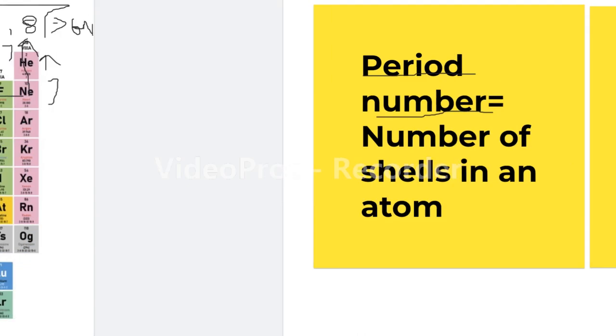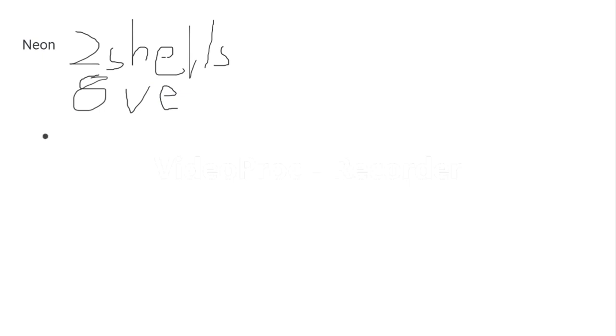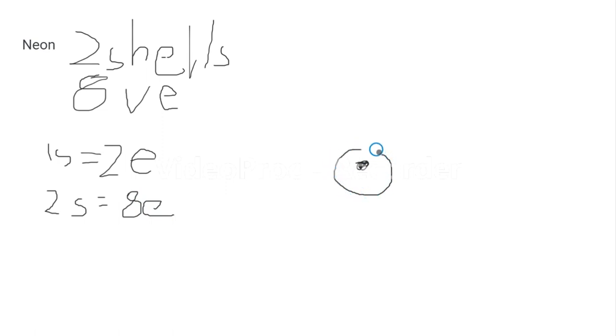So again here it will be 2 shells and 8 valence electrons. What I said: the first shell has the capacity of 2 electrons, the second shell has the capacity of 8 electrons. So we'll draw our nucleus over here, and there are 2 shells. This is one shell and that's the second shell. The first thing is 2 electrons, so we'll fill this up.